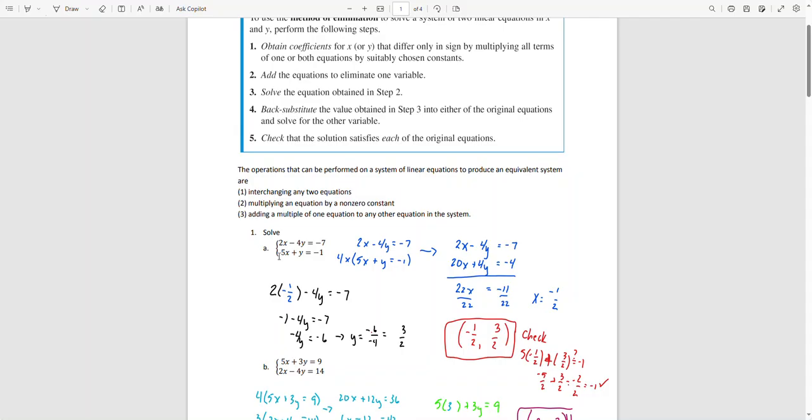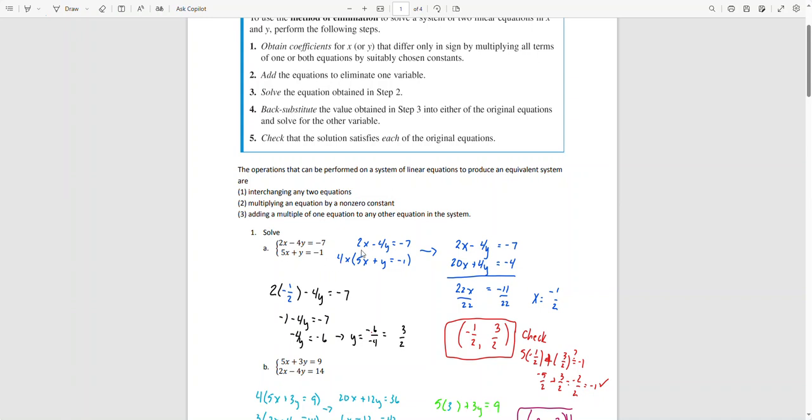So first we have this system, 2x minus 4y equals negative 7, and 5x plus y equals negative 1. Now, I already have y values that are different in sign, so what I want to do is multiply appropriately so that they'll have the same coefficient. This is a minus 4y. I want to see if I can make this a positive 4y. To do that, I'm going to multiply this entire second equation by 4.